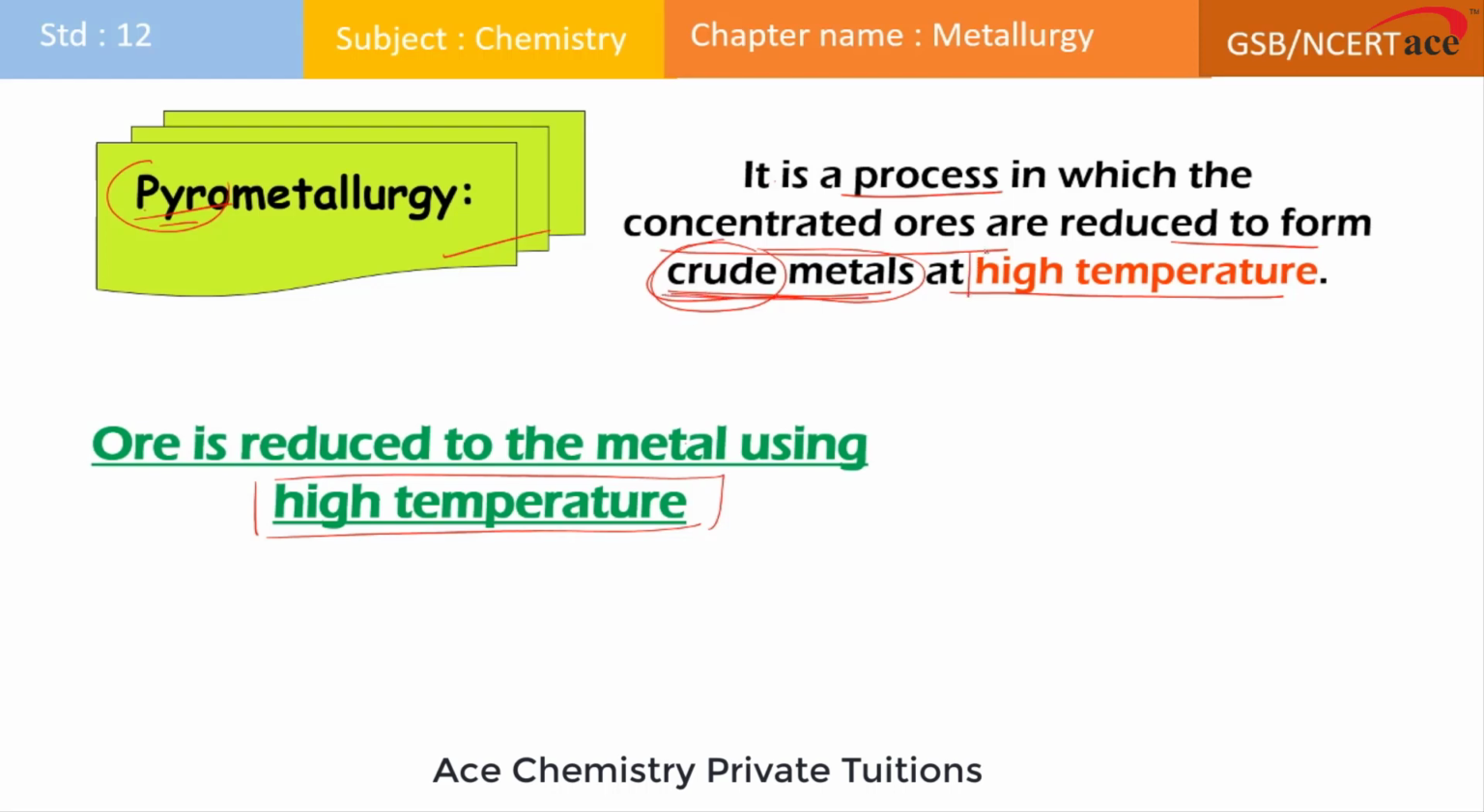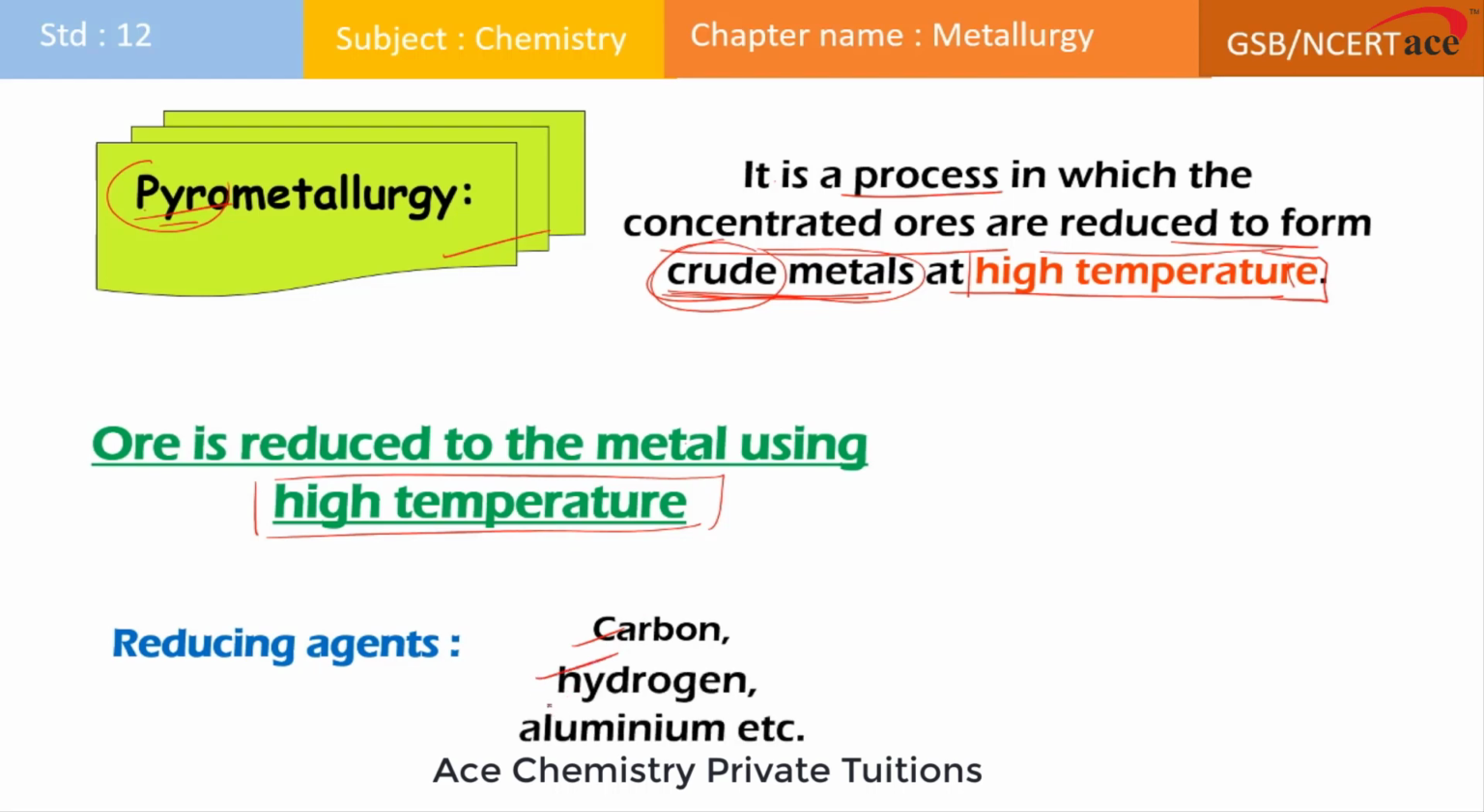And here, the metal oxide is heated at very high temperature, and this temperature may be above the melting point of the metal. If the metal oxide is not giving metal on heating, then to remove the metal from its oxide, we are using what? A reducing agent like carbon. It can be what? Hydrogen, or it can be what? Aluminium. The selection of the reducing agent totally depends upon the stability of the metal oxide.